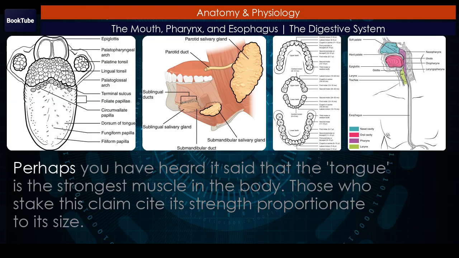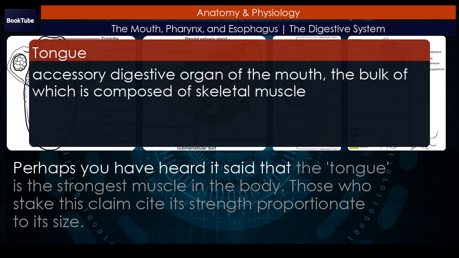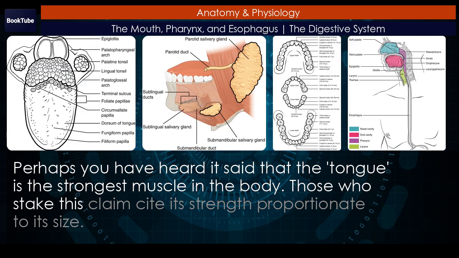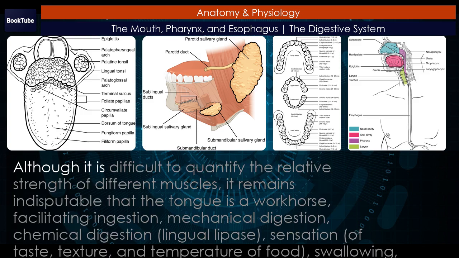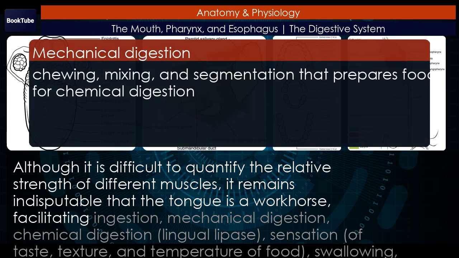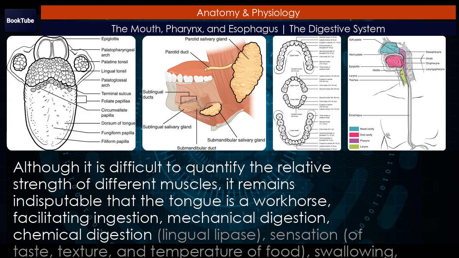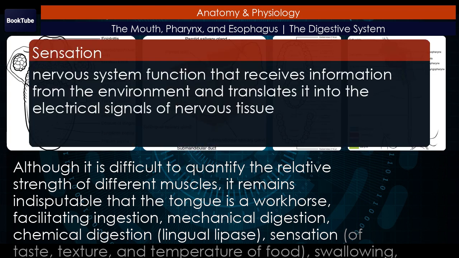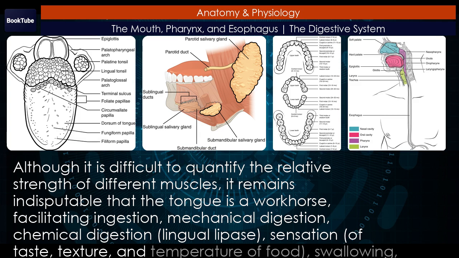The tongue. Perhaps you have heard it said that the tongue is the strongest muscle in the body. Those who stake this claim cite its strength proportionate to its size. Although it is difficult to quantify the relative strength of different muscles, it remains indisputable that the tongue is a workhorse, facilitating ingestion, mechanical digestion, chemical digestion (lingual lipase), sensation of taste, texture, and temperature of food, swallowing, and vocalization.